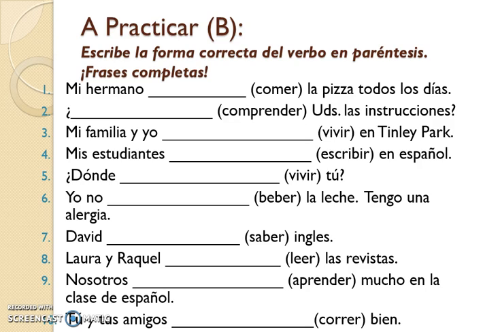A practicar parte B. Escribe la forma correcta del verbo en paréntesis. Frases completas. Please copy down the entire sentence and then fill the correct form of the verb in the space. For example, in número 1, you would write down in your notebook, mi hermano, space, la pizza todos los días. In the space, you would write, come, because that's the correct form for our subject, mi hermano. So pause the video now so that you can complete this.